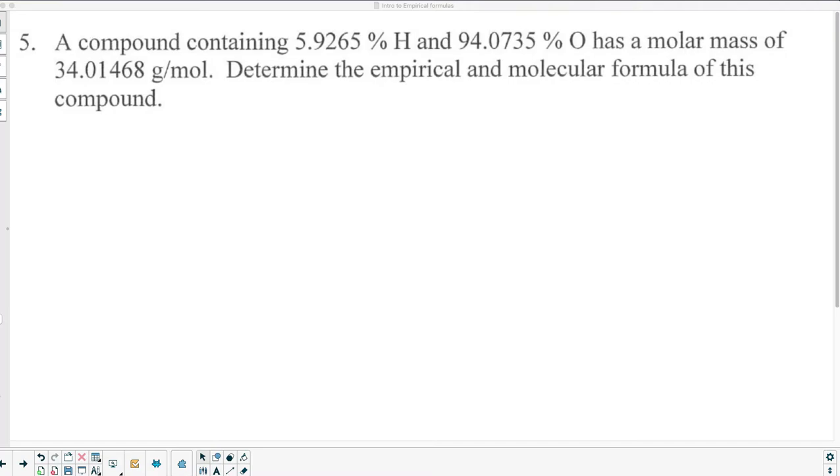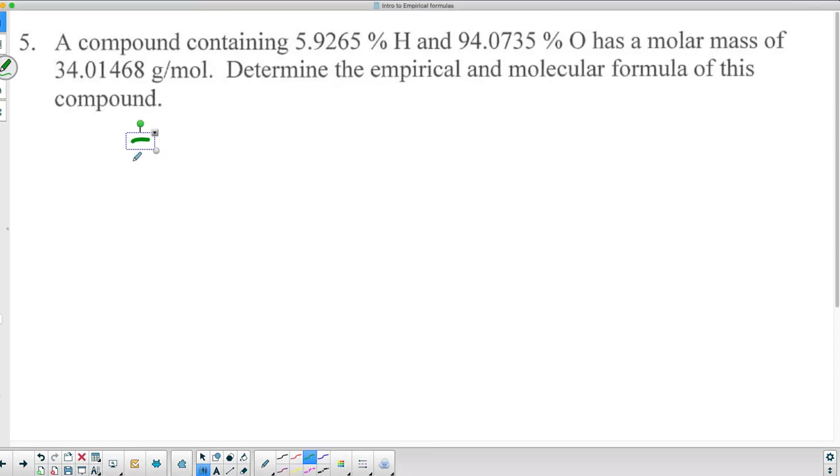Class, the last intro to empirical formula screencast went on for quite a bit, so let's make this real quick and go through this. I've got hydrogen and oxygen. I still have the percent, so I still need to go through my 3 steps for empirical formula, and then I'm going to get to the steps for molecular formula. So let's see what we got.